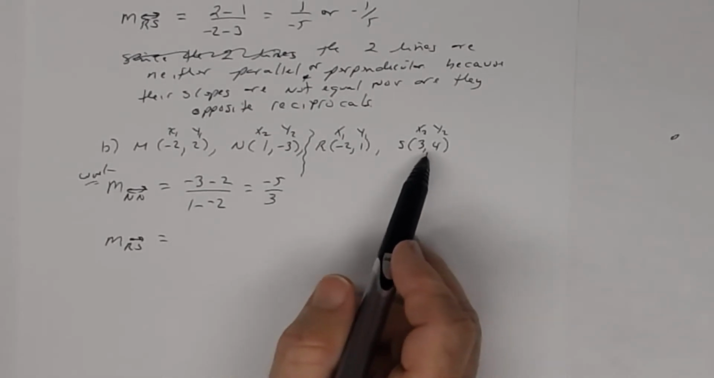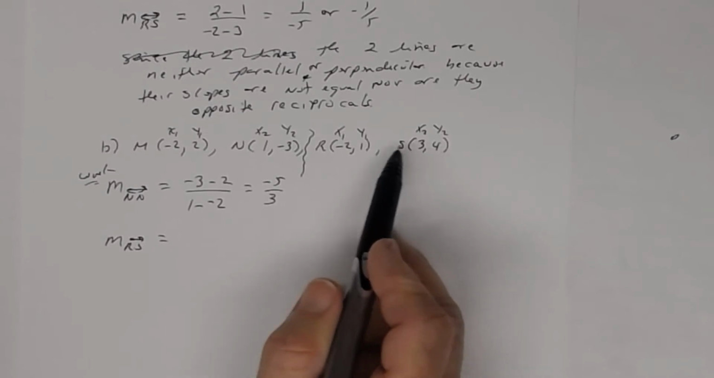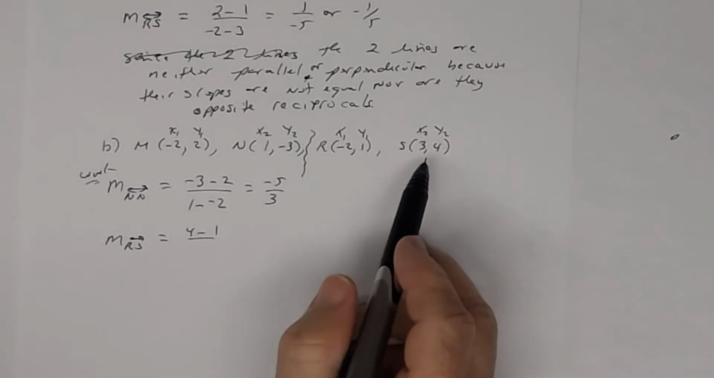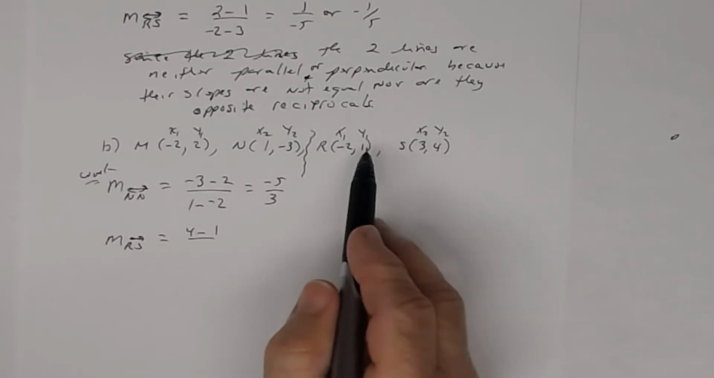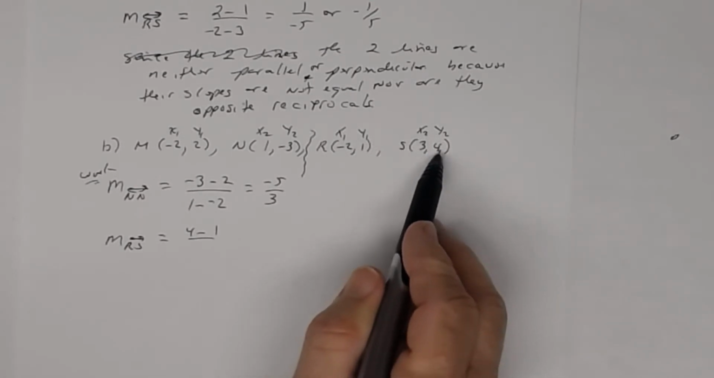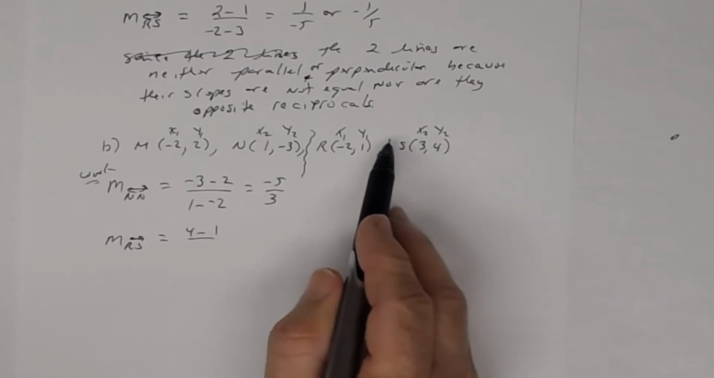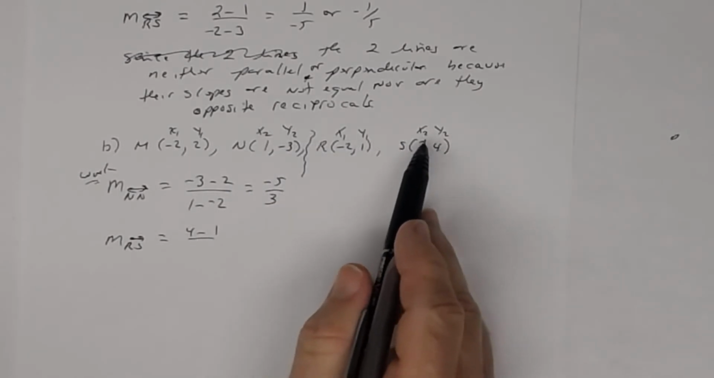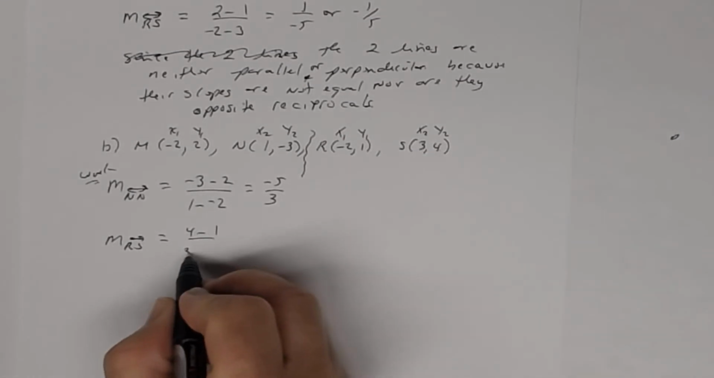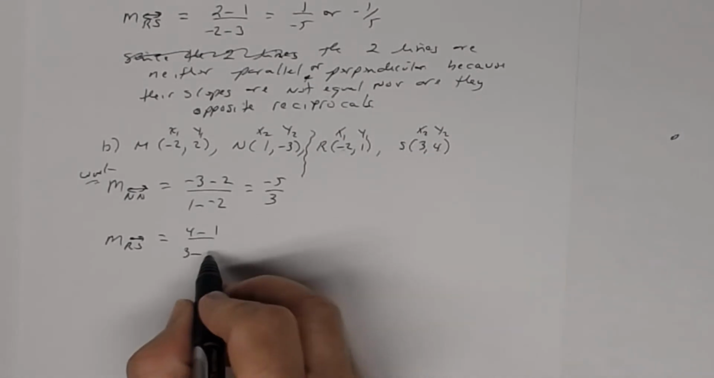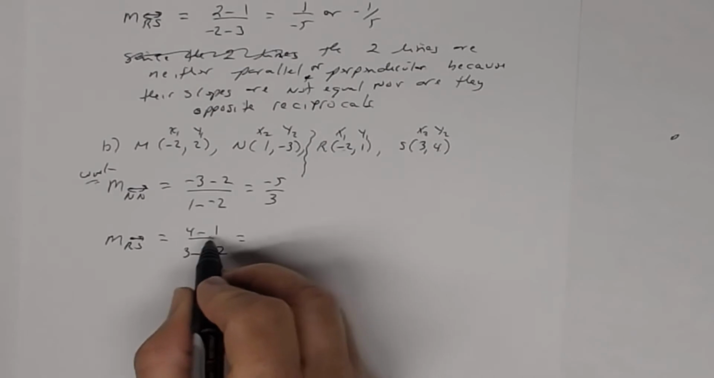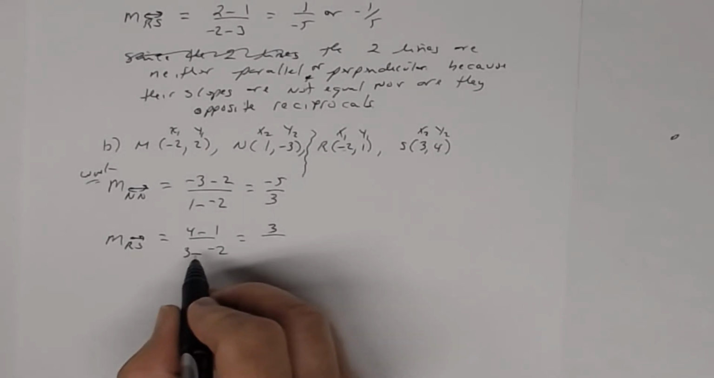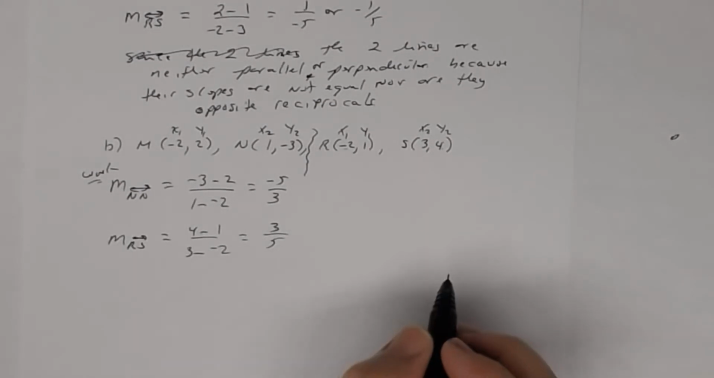Okay, so for line RS, we're going to say 4 subtract 1. Make sure you're subtracting the right coordinates. Don't make a mistake and subtract the wrong coordinates. Always be careful. y2 minus y1. That's the reason why we label these, so there's no mistake. And then x2, 3 subtract a -2. So 4 subtract 1 is 3. 3 subtract a -2 means 3 plus 2, so that's 5, right?